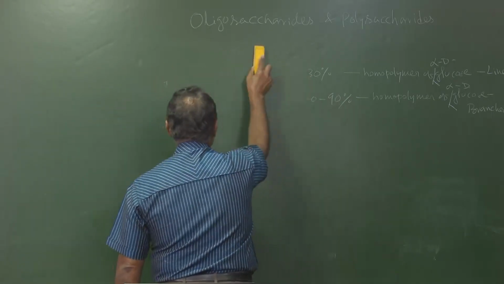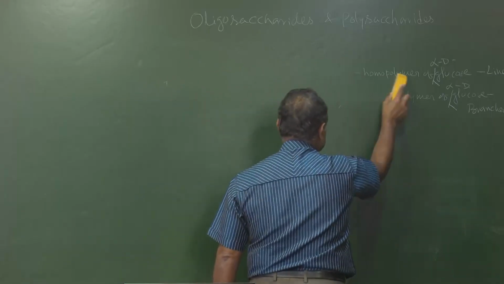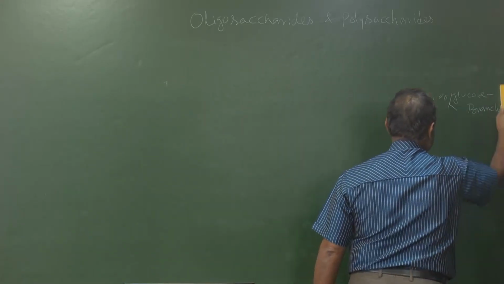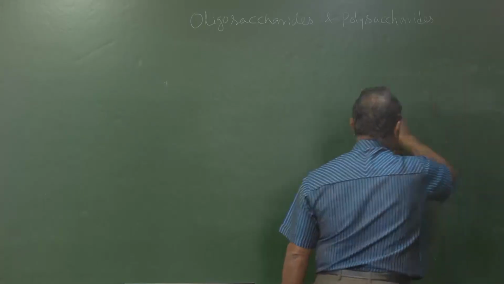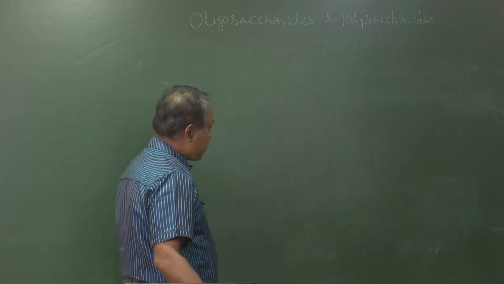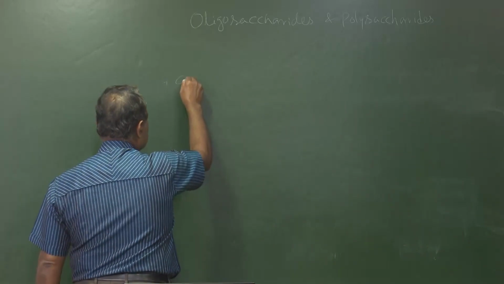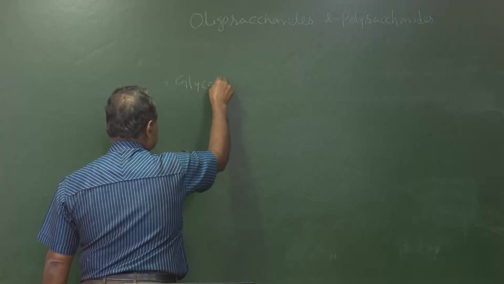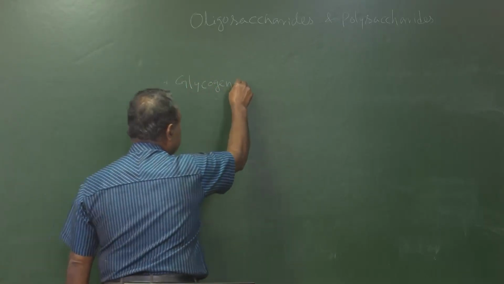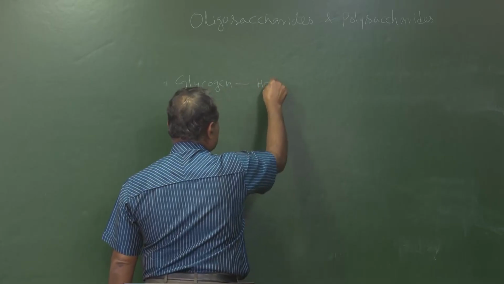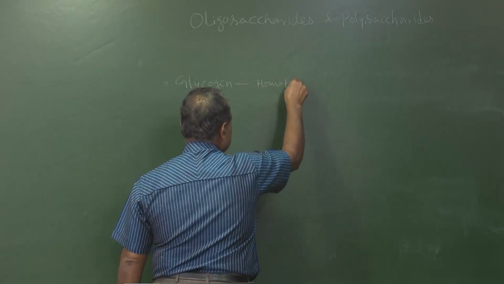One more thing, starch is found in plants. Now another storage molecule is glycogen, a homopolysaccharide.